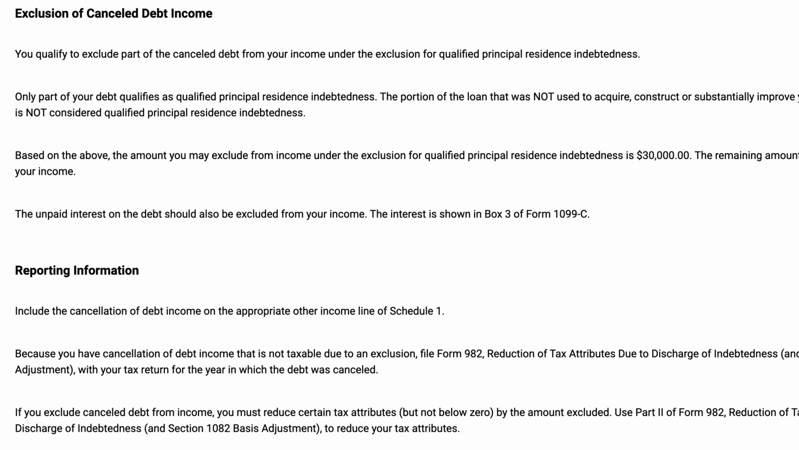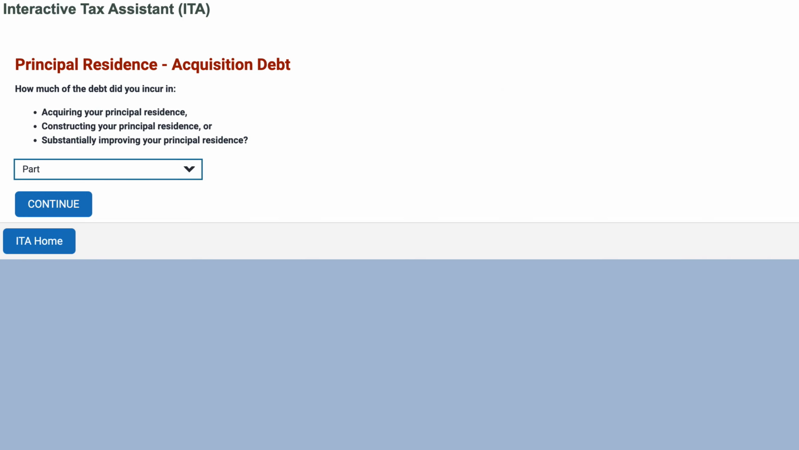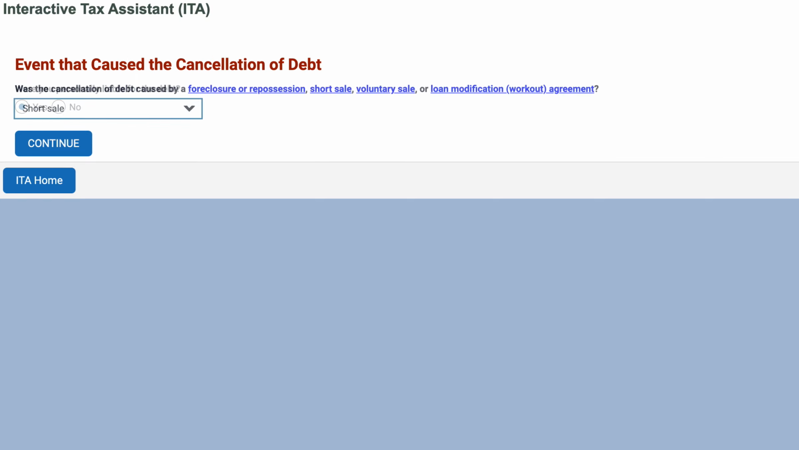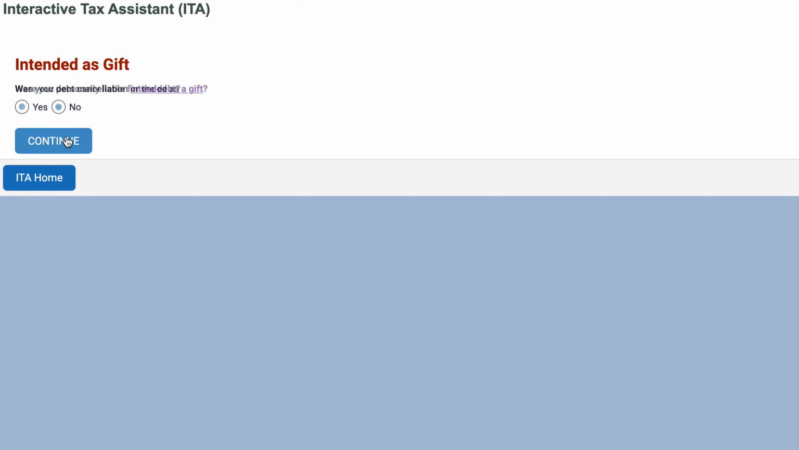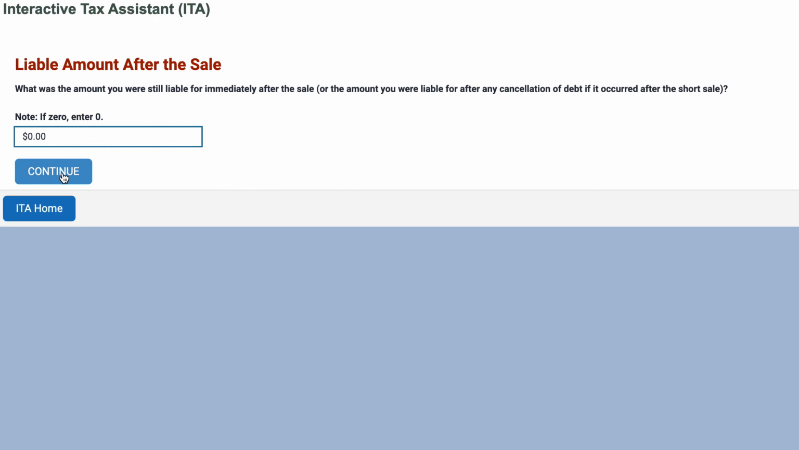So let's go back and pick a different type of situation. Let's just say that you had a foreclosure. You were personally responsible for the debt. It was not a gift. Let's say that there was $150,000 outstanding. After the foreclosure, you were responsible for none of it. The fair market value was $100,000. The outstanding balance was $150,000.